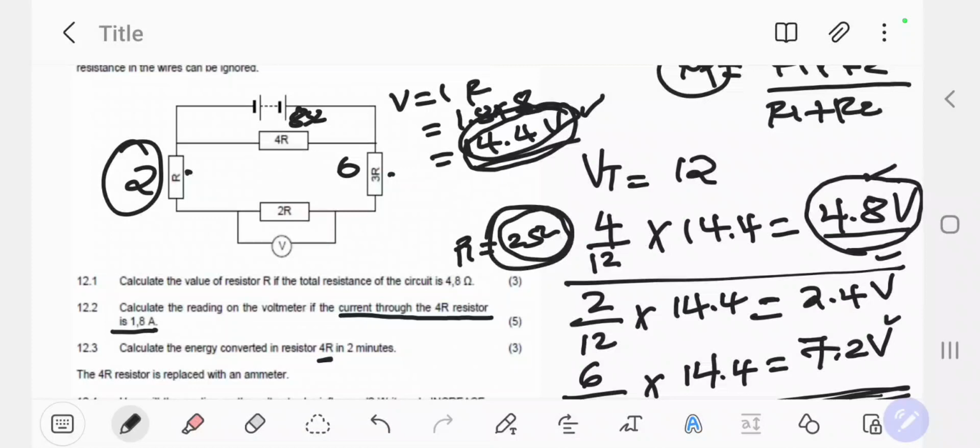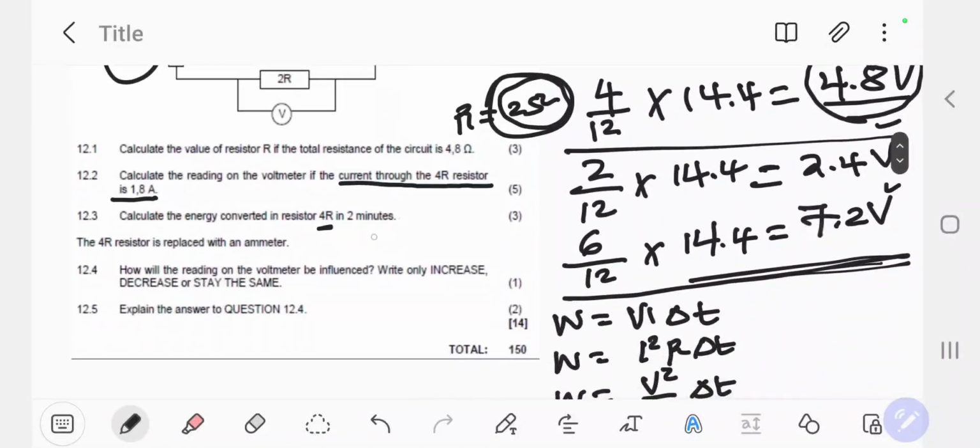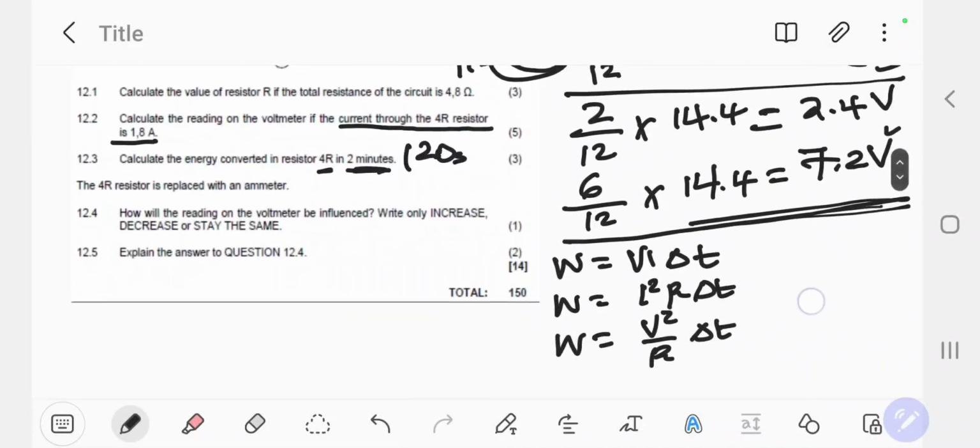And then the current flowing there, they told us in the previous question, is 1.8 amperes, and the time is going to be 2 minutes. Guys, how many seconds are there in 2 minutes? We know there's 60 seconds in 1 minute, so in 2 minutes you're going to have 120 seconds.